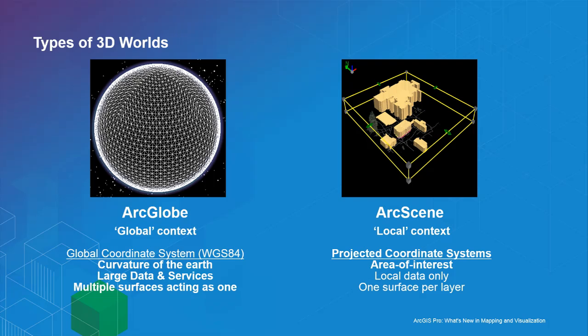ArcScene, which is now our local context, was different. You were usually looking at an area of interest. It was flat, and it could be projected. There we had local data only, not services, and 1 surface per layer. In Pro, we've erased those last 2 limitations. So now in Pro, you can have the large data, the services in that local projected viewing space. You can have multiple surfaces. So you have your 1 scene and 2 different ways to look at it.